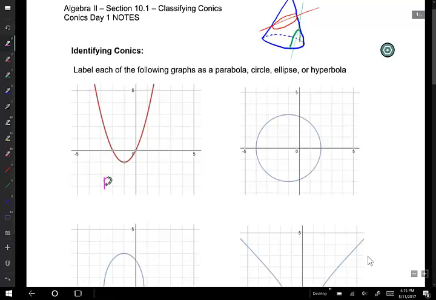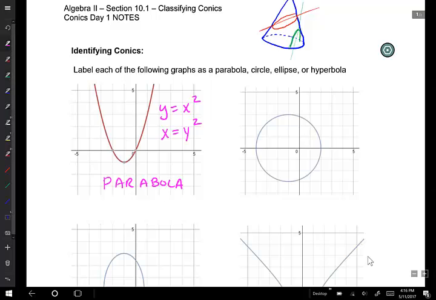Here we have the basic parabola. You're all very familiar with what a parabola is. A normal parabola is up and down, but we're also going to consider parabolas that are sideways. A normal parabola is y equals something x squared. A sideways parabola is x equals something y squared. So just two different styles of parabola.